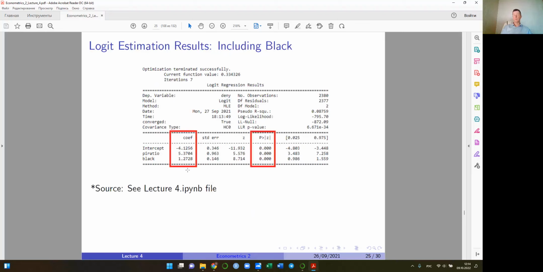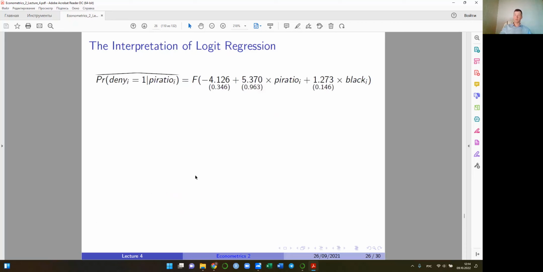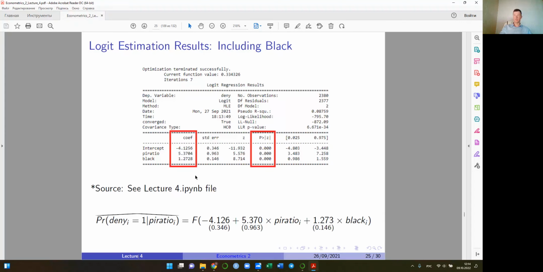Now, once we estimate this logistic function, we get the following coefficients. So the coefficients are not directly comparable to those of Probit or to those of the linear probability model. So don't try to compare coefficients of different models. They are not comparable at all. What you are able to compare is the interpretation of the results, the predicted variables.